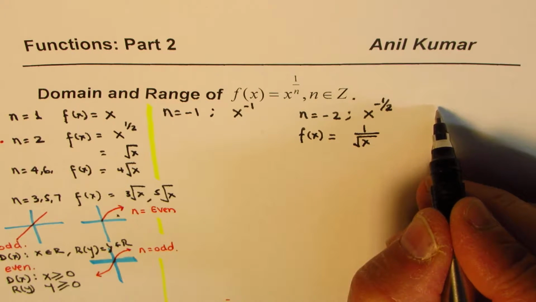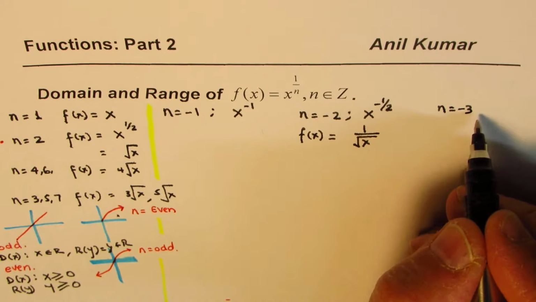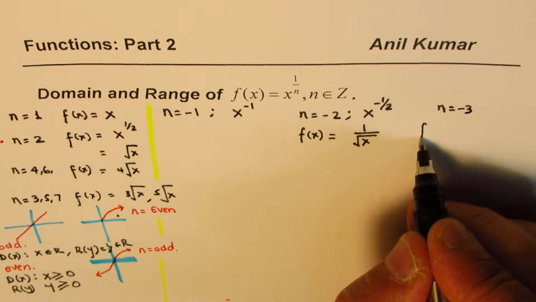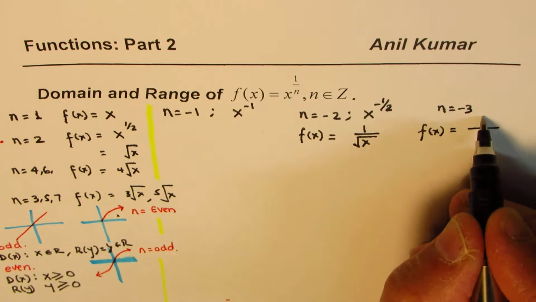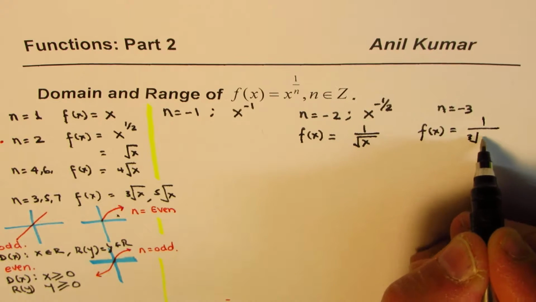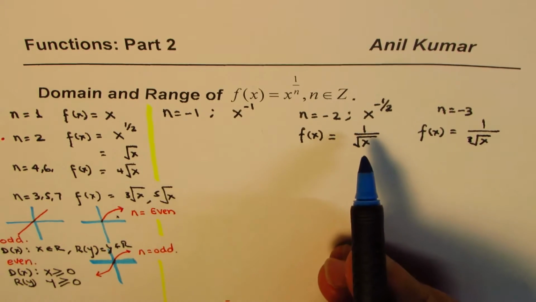If n equals negative 3, in that case we'll have the function f of x equals 1 over the cube root of x, right? Is that okay? So that is going to be the function. Now let us see how these graphs will be.